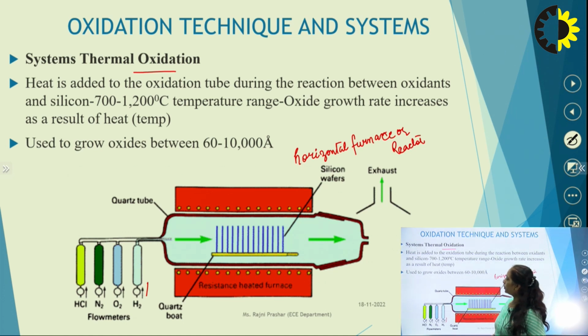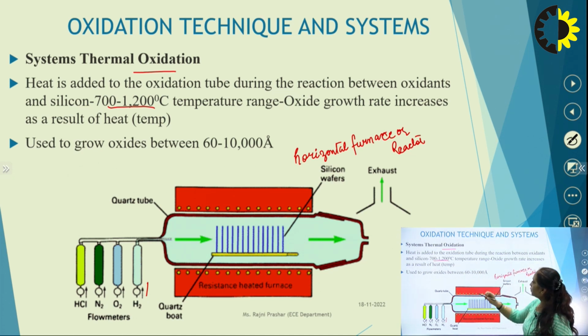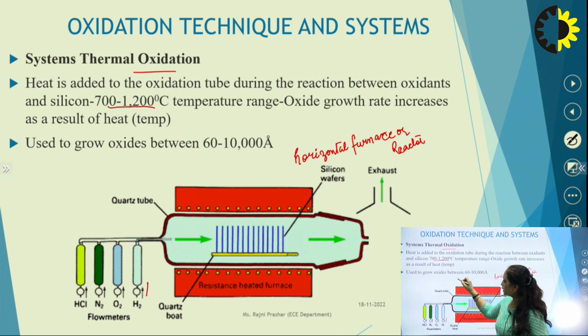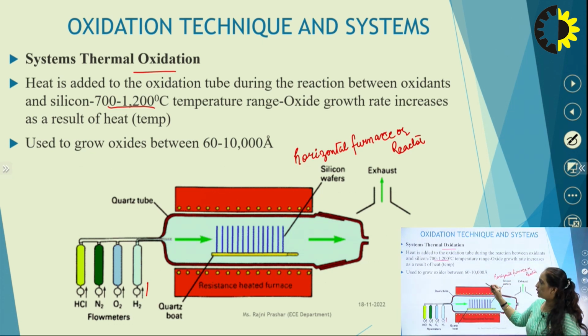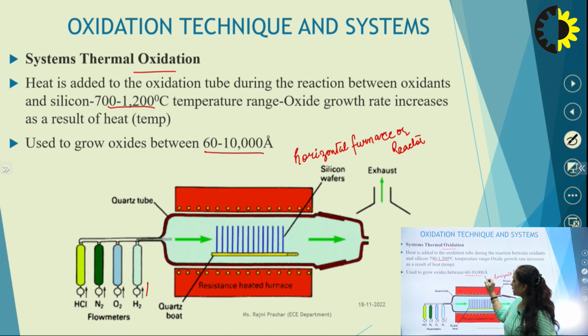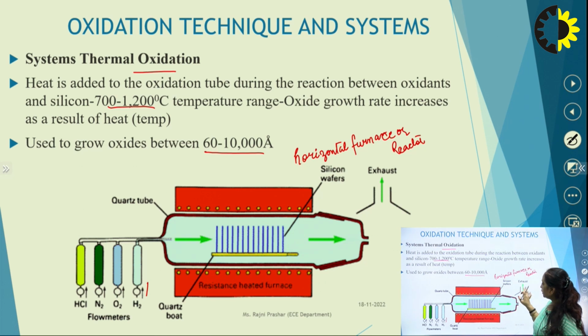So heat is added to the oxidation tube during the reaction between the oxidants and silicon at 700 to 1200 degrees C temperature, and the range of oxide grows inside this chamber as the temperature grows. So this chamber is used to grow the oxide between 60 to 10,000 Angstrom. Okay, and from this side we are going to have the exhaust gases.